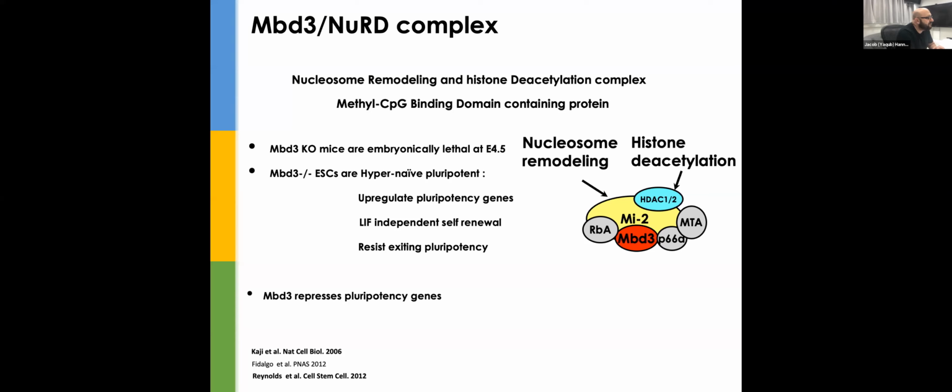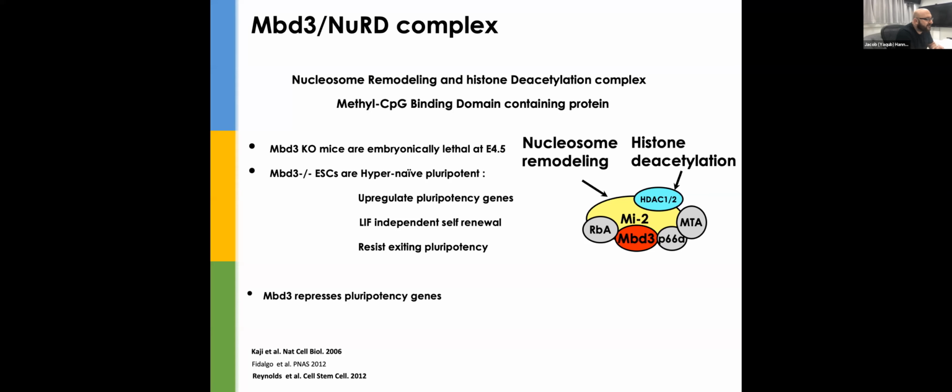And Mbd3 is a gene of a family of DNA methyl binding domain containing genes. And you have 1, 2, and 4. And actually Mbd3 is a little bit the weird son of the family. It is the only one that does not bind DNA. It is the only one whose knockout is embryonically lethal, and the mice die after implantation.